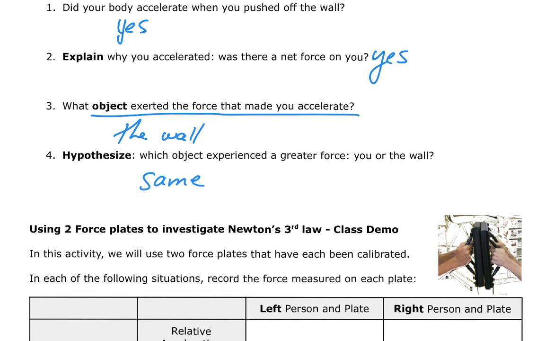Why is that? Well, your mass is much less than the mass of the wall. And we saw from Newton's second law that the larger the mass, the smaller the acceleration. So even though you and the wall underwent the same net force, your acceleration is going to be much larger because your mass is much smaller.